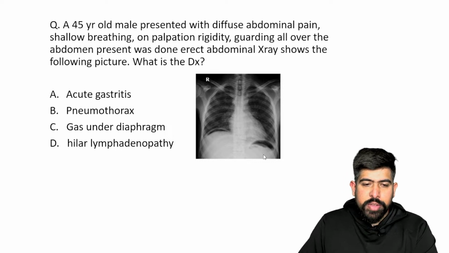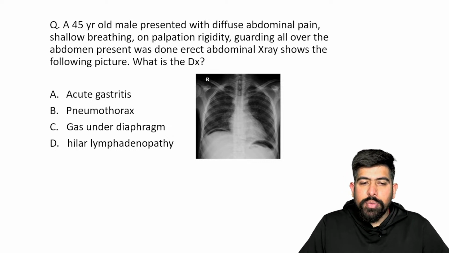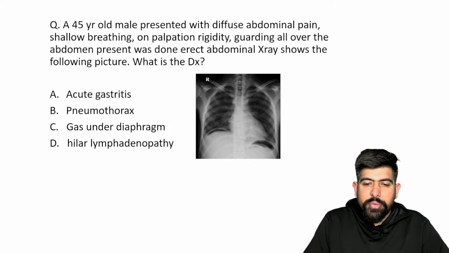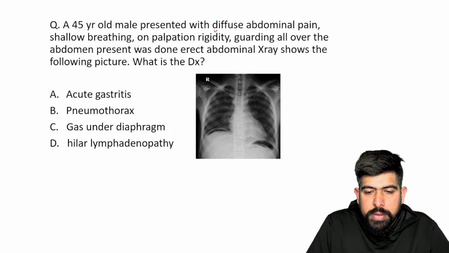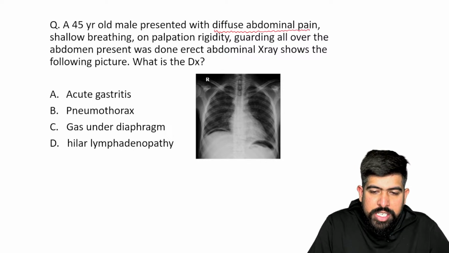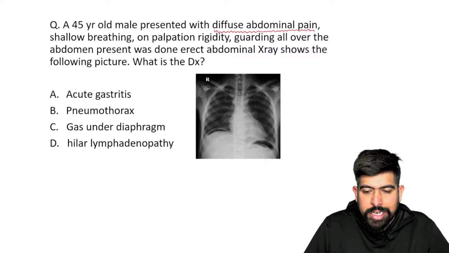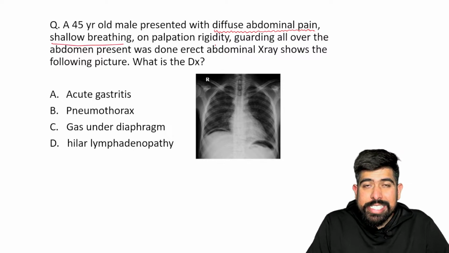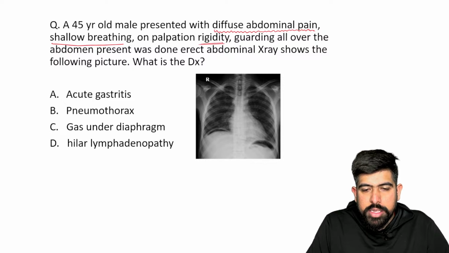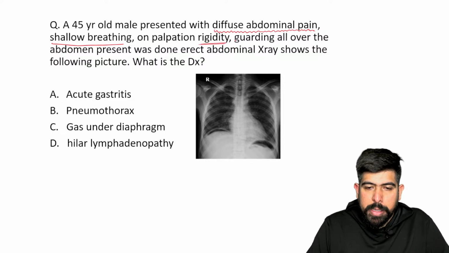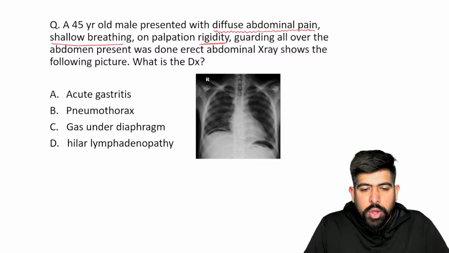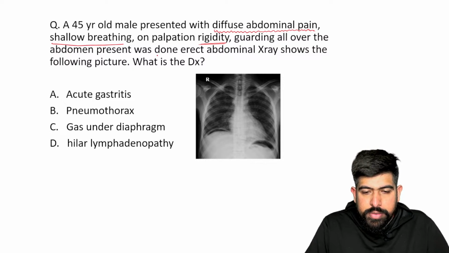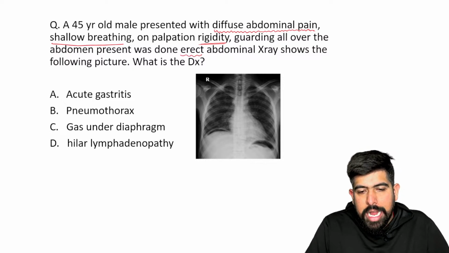So starting with the first MCQ: a 45-year-old male presented with diffuse abdominal pain. So the patient has the complaint of pain, and shallow breathing. On palpation, there is rigidity felt on the abdomen, and guarding all over the abdomen. An erect abdomen X-ray was done.